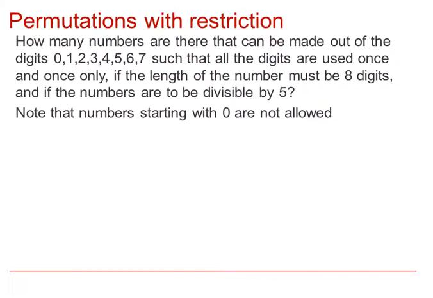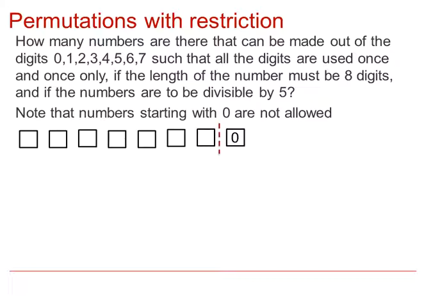So how many numbers are there that can be made out of the digits 0 through to 7, such that all the digits are used once and once only? The length of the number must be 8 digits, and the numbers are to be divisible by 5. Note that numbers starting with 0 are not allowed. Well, for the number to be divisible by 5, the last digit, the 8th digit, must therefore be a 0 or a 5. Let's look at this in terms of slots, like we did with previous examples.